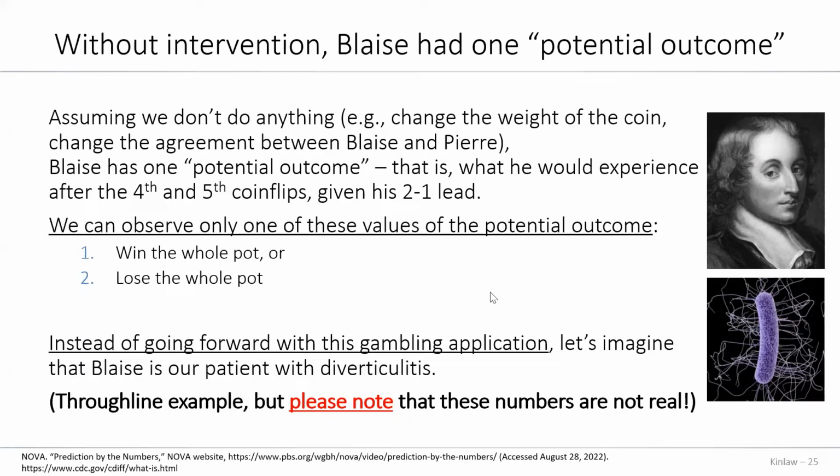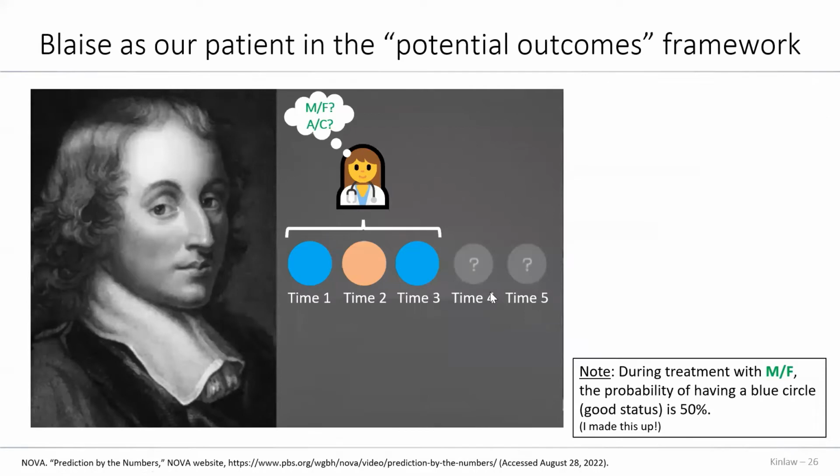Let's shift this example toward a setting where Blaise is our patient with diverticulitis. Please note going forward that all the data in this example about Blaise are completely made up for teaching purposes. So in Blaise's patient history, during time periods 1 through 3, we imagine that there's this clinician who's observing Blaise's health status. And she's weighing whether or not she should treat his diverticulitis with ciproflagyl or amoxiclav. After time point 3, it's time for her to make her decision. She opts for the more standard treatment, ciproflagyl.